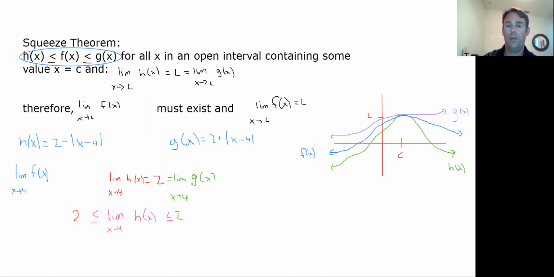I am struggling here, friends. Sorry about that. And that inside function, if h of x is 2 and g of x, the limit was 2, then that inside function, that f of x, that middle function, also would have had to have been 2, whether we could have done it or not. This is called the squeeze theorem.